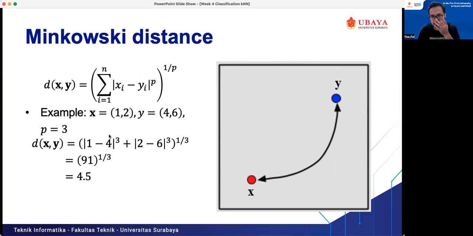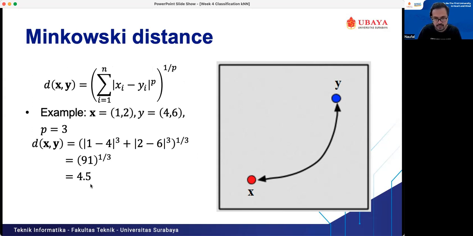And the last one is the Minkowski distance. We can use this formula for calculating the Minkowski distance. Yeah, the sum of the absolute value of xi minus yi to the power of p. Then we raise it to the power of 1 divided by p. For example, it's 1 minus 4, and 2 minus 6. We set p equal to 3, then we have 91 to the power of 1 divided by 3, then we have 4.5.